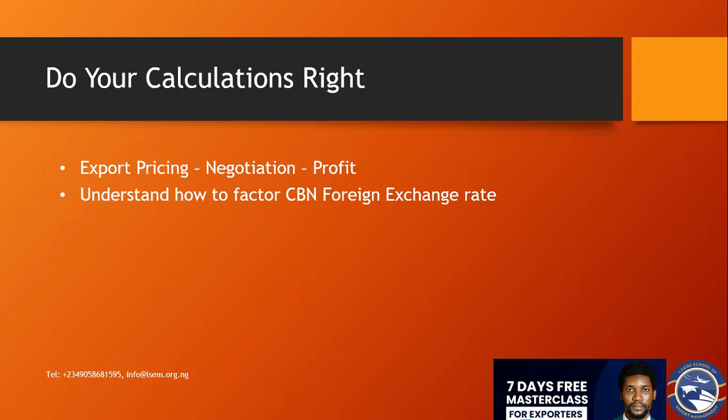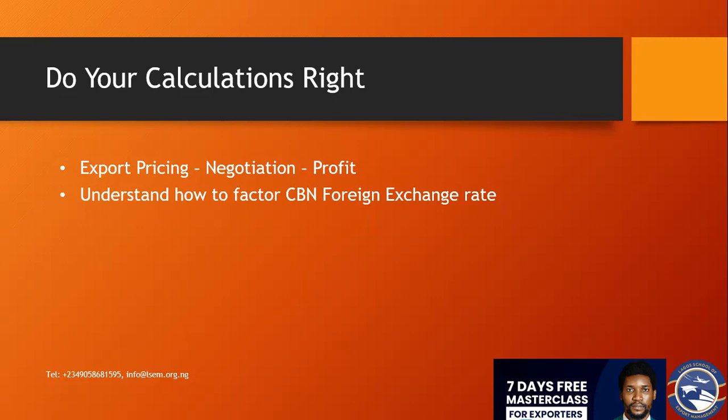If you are giving your export quotation to a buyer, you must make sure to use the CBN rate. Don't give your quotation based on the black market rate. I'll take that again. When you are giving an export price quotation, maybe FOB per ton, or CIF per ton, or CF per ton, you must give that quotation based on the CBN official exchange rate of the USD to Naira, not on the black market rate.